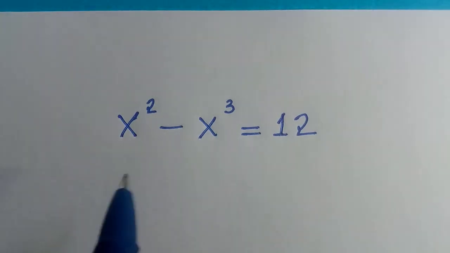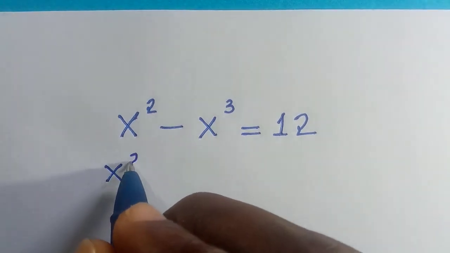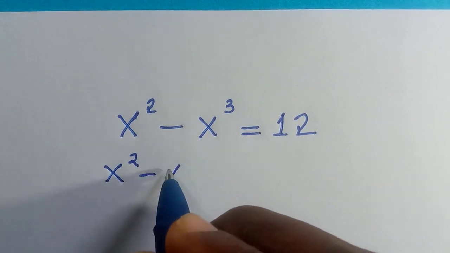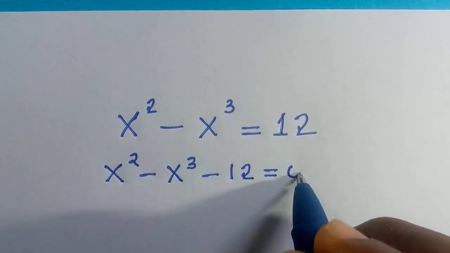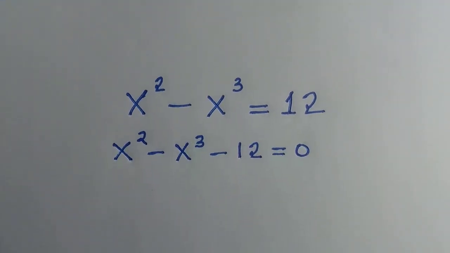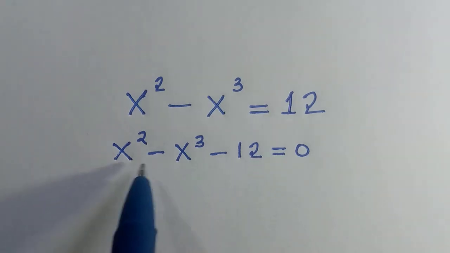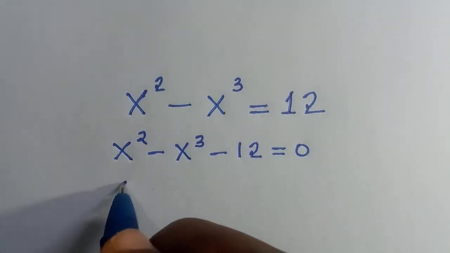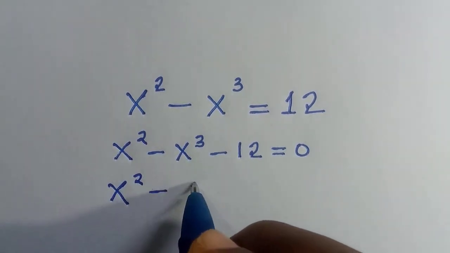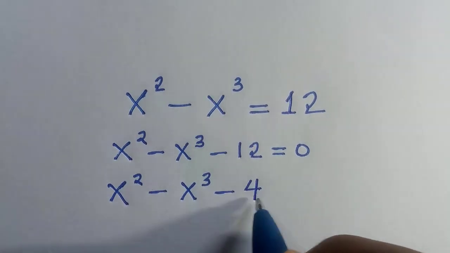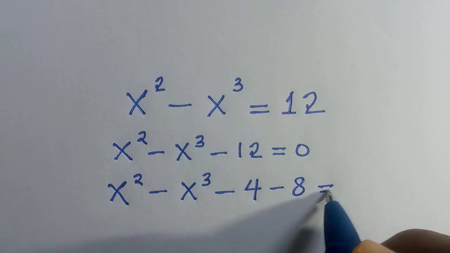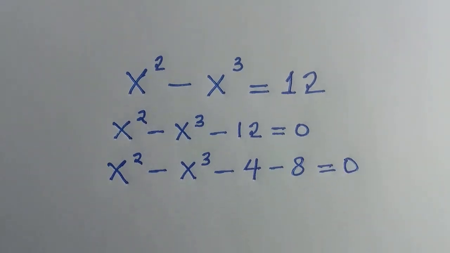So here we take this one to this side, and this is x to the power of 2 minus x to the power of 3 minus 12 equals 0. And next we are going to break this down based on the corresponding power. And here we have x to the power of 2 minus x to the power of 3 minus, so the first one comes with 4 minus 8 equals 0. And again, we try to pair it. We combine this with this, and we combine this with this.